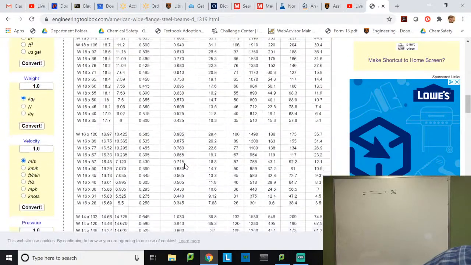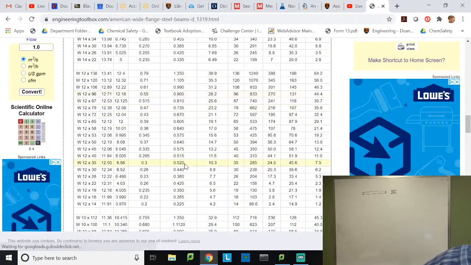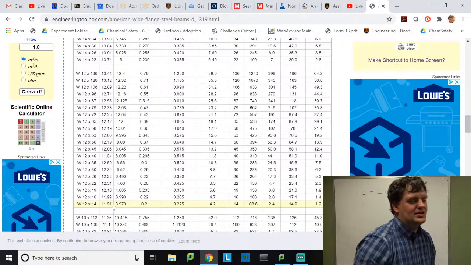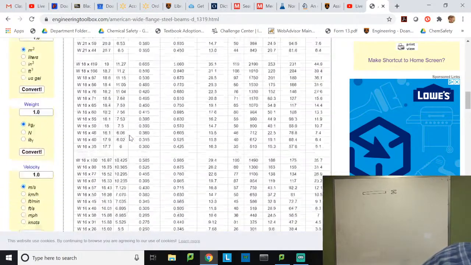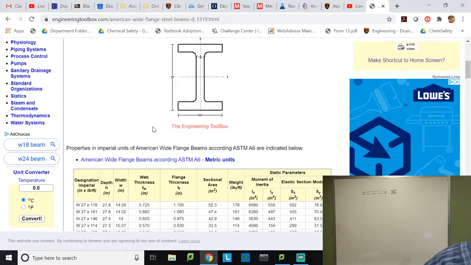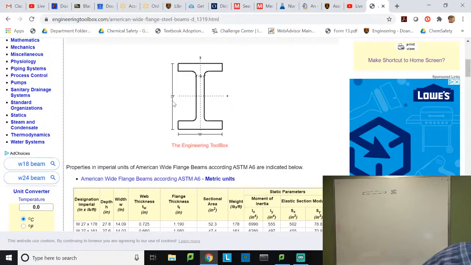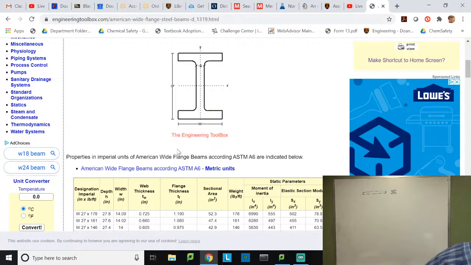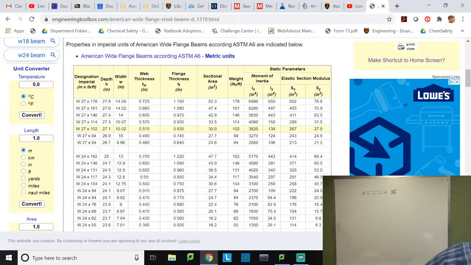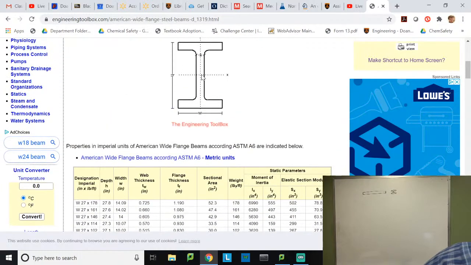Let's say I don't want a thick one. Let's say we're going to do a W 12 by 14. It's got a 12-inch depth and it's 14 pounds per foot. Here, this gives you the dimensions, W and H. It gives you flange thickness, web thickness. The web is this piece, the flange is this piece. So this is the TF and this is the TW.